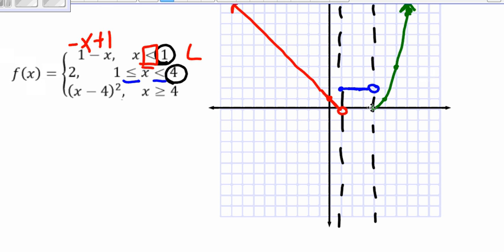Again, this is graphing piecewise functions. If you have further questions, please see me in class. We'll be doing some practice.